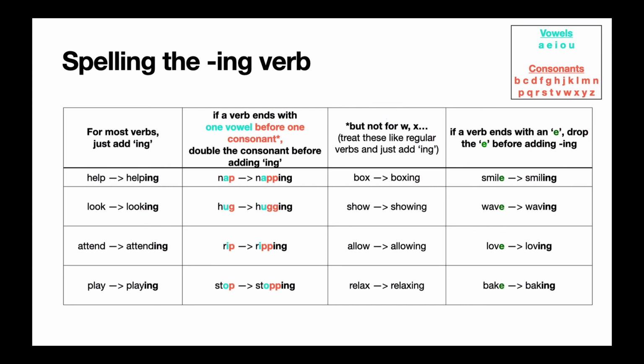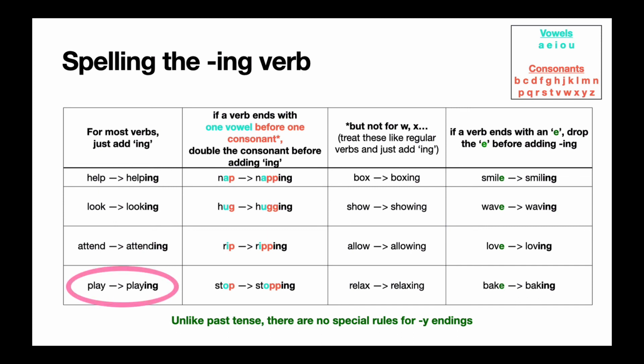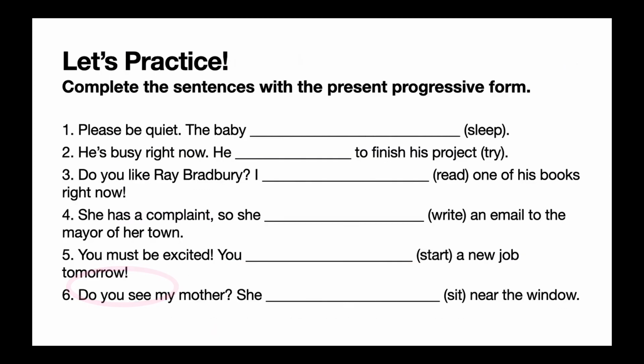And just like with the ed verbs, we don't double W and X, as shown in this column here. And then finally, if a verb ends with an E, we're going to drop the E before adding ing. So smile, we take the E off and then add ing. Wave, take the E off, add ing. Okay? And unlike the past tense, there are no special rules for Y endings. So if a verb ends in Y, to make the gerund form, the ing verb, we just add ing. Okay, so that's a lot of information, but let's practice. Let's complete the sentences with the present progressive form. So pause the video, try to work out the answers to these 6 examples, and then unpause the video to see the answers.